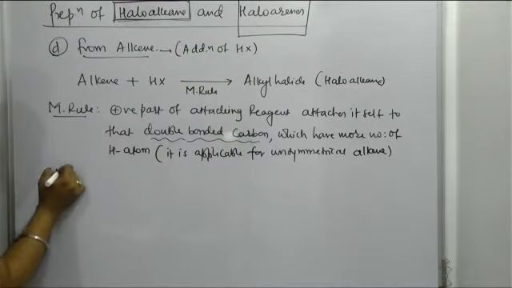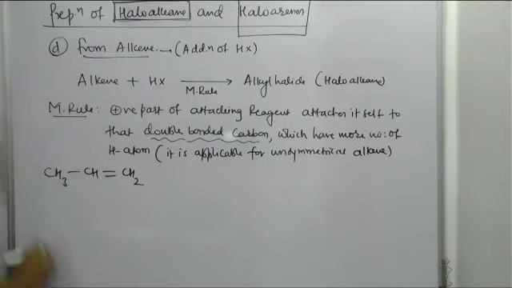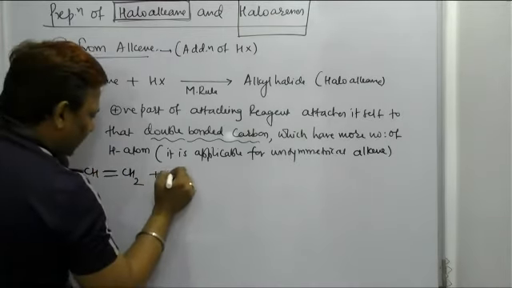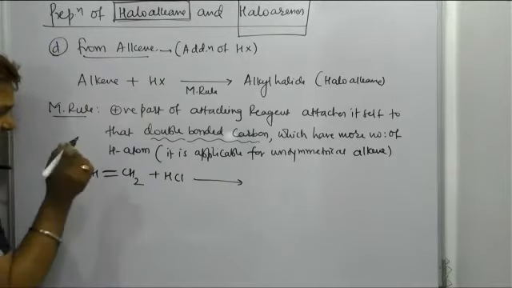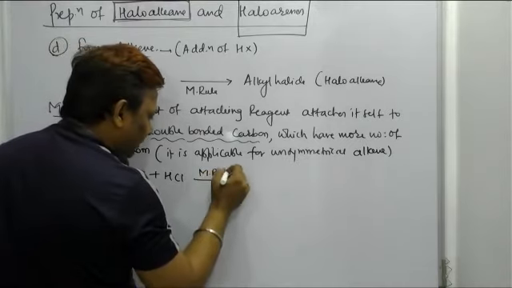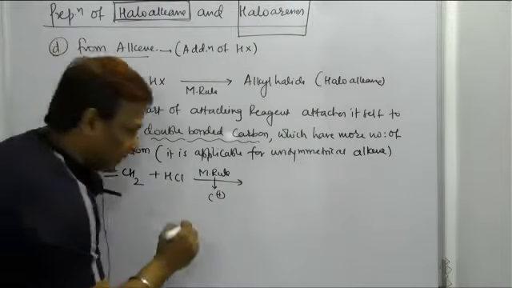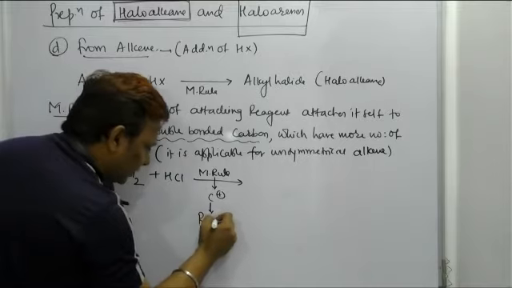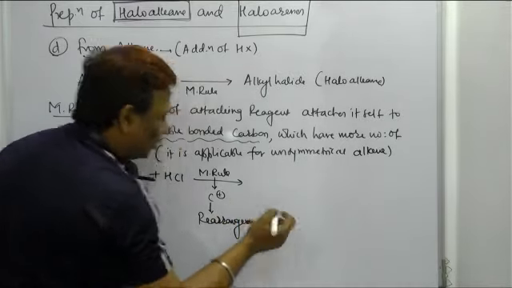Unsymmetrical alkene means CH3 CH double bond CH2. Unsymmetrical. Sir, it is a double bonded carbon, but I want to add hydrogen halide. Check it, beta. This and this may, but there are two possibilities. Whenever you want to follow the Markovnikov rule, remember it will form a carbocation reaction intermediate. But whenever it forms a carbocation, it undergoes rearrangement and afterward the attack of nucleophile takes place.